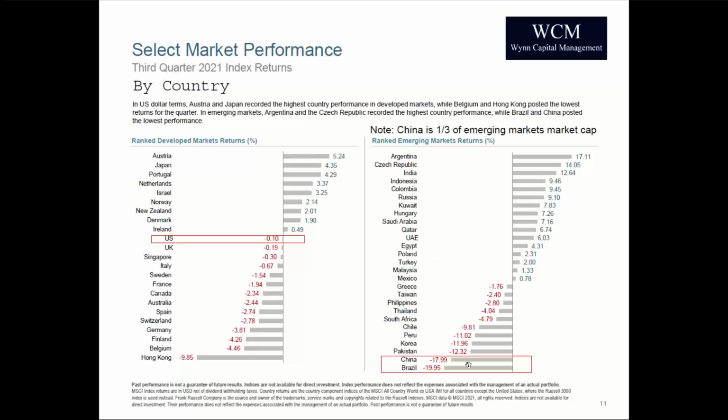So when it moves, it brings the index. I mean, half were up and half were down, but China's so big that it showed it was like down 8% for the entire index. US was right in the middle of all the countries with very flat returns.